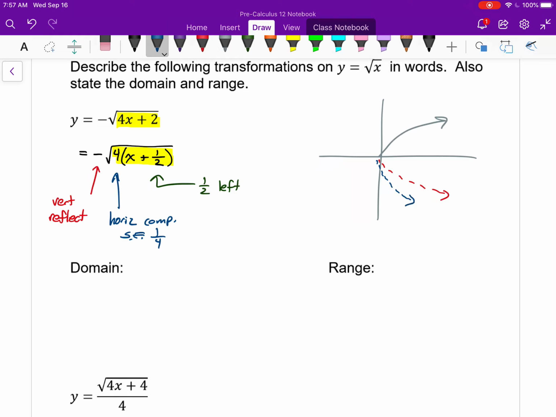But again, that last transformation doesn't really affect anything in terms of domain and range. And 1/2 unit to the left. So now it's starting, let's say, right here at negative 1/2. Looks something like this. And the domain is now everything greater than or equal to negative 1/2. The range is everything less than or equal to 0.